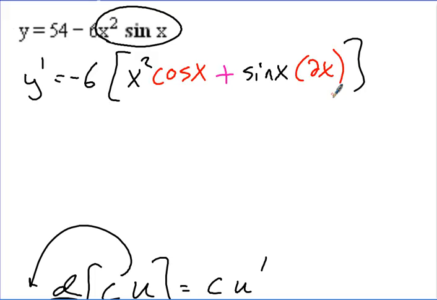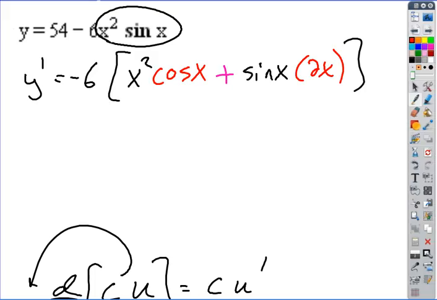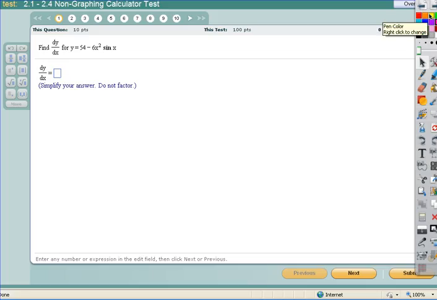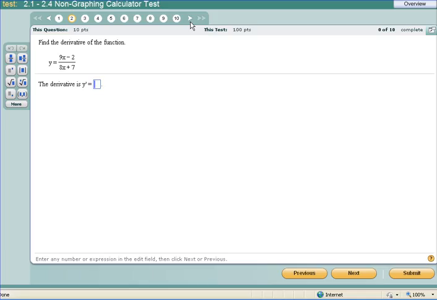Wait, was the 54 just turned to 0? Yeah, the derivative of a constant is 0. Make sense? Okay, next. Wait, so that would just be your answer? Yeah, or we could factor out an x if we want to. I don't get why the negative 6 doesn't change. Oh, wait, yeah, I do. Never mind. I understand.